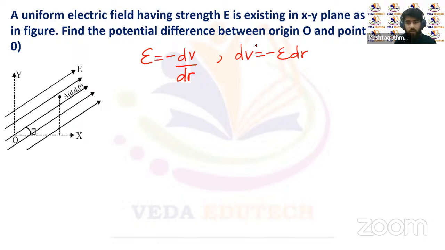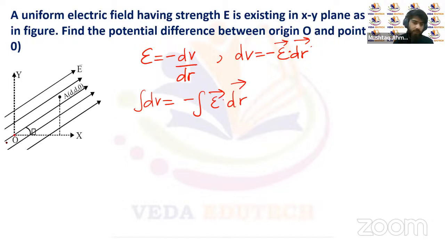dV will be minus E dot dr. Now integrating this dV on both sides, we will get the potential difference between the 2 points. The integral of E dot dr will be the potential difference.